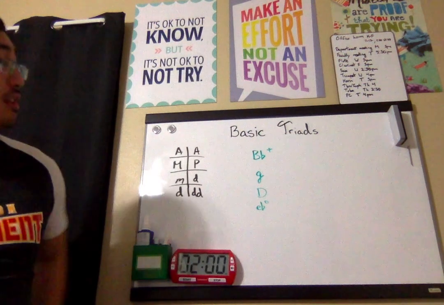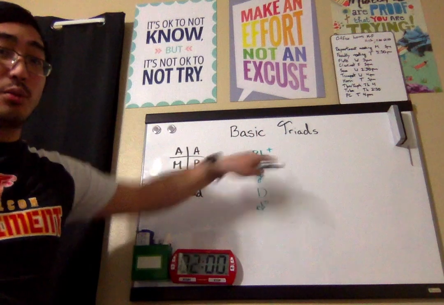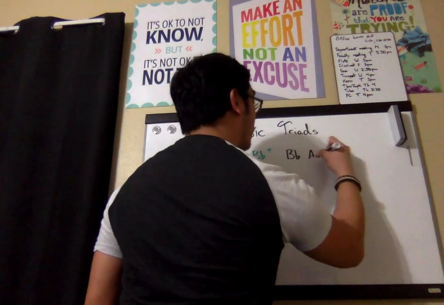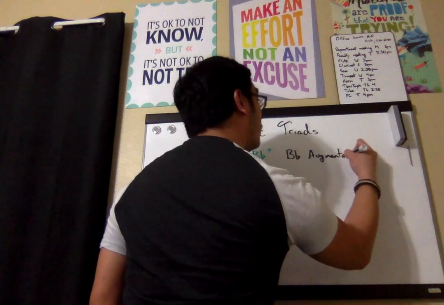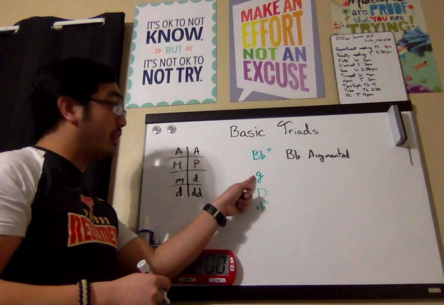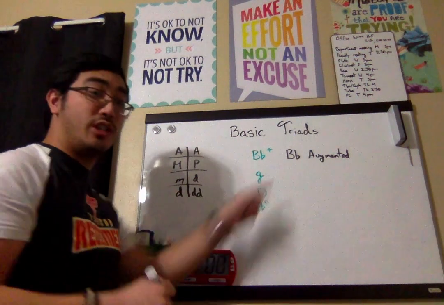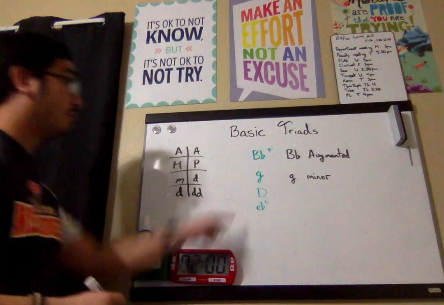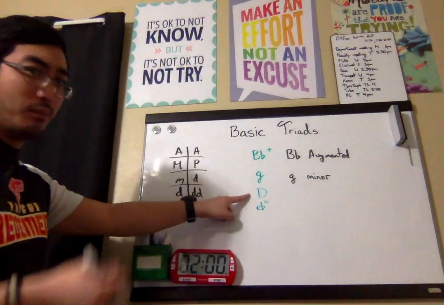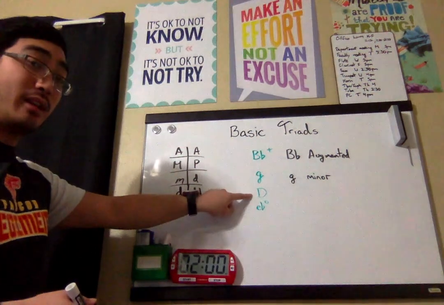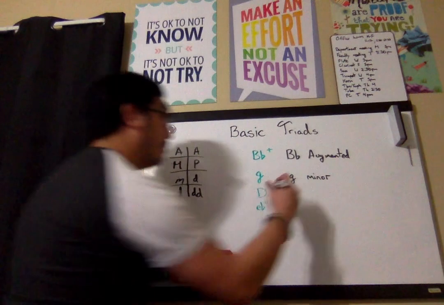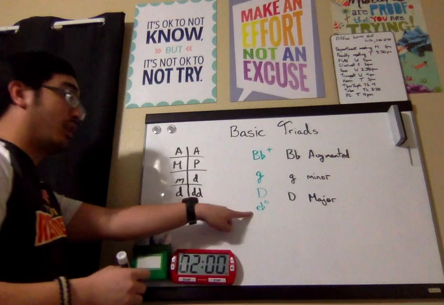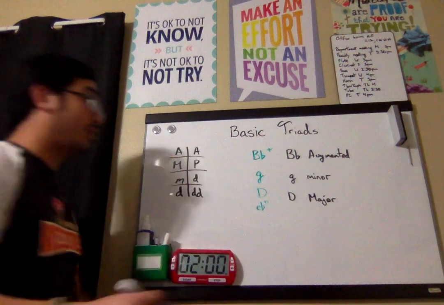Here we go. The first one is capitalized with a plus, which means that it is B flat augmented. The second one is just a letter, lowercase, which means that's G minor. The third one, I can count, promise. The third one is a capital letter by itself. This is D major. And the last one is lowercase with a circle, E flat diminished.